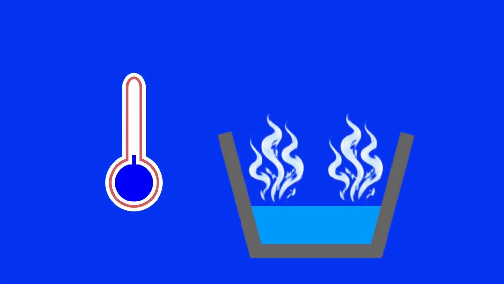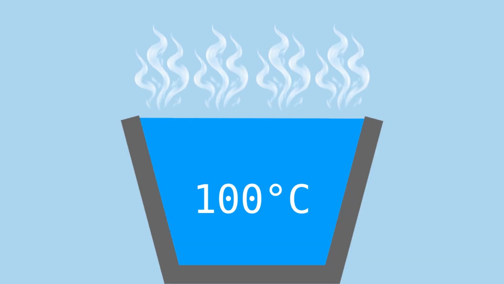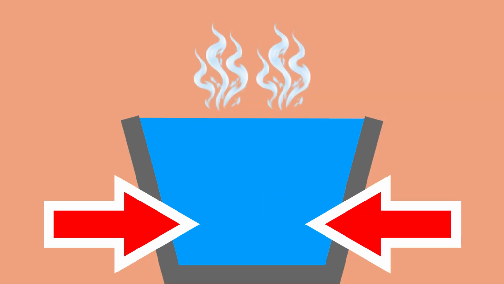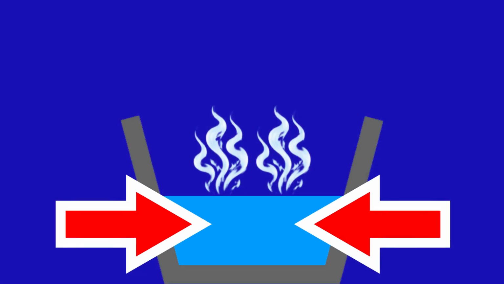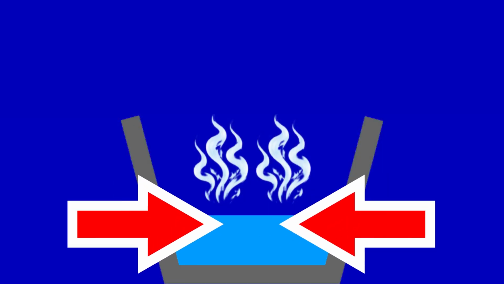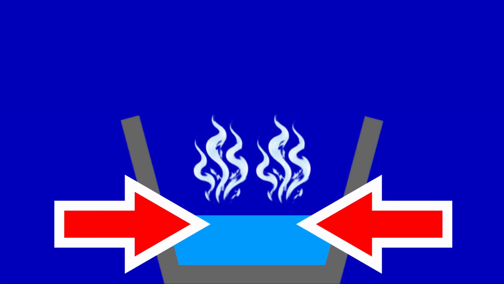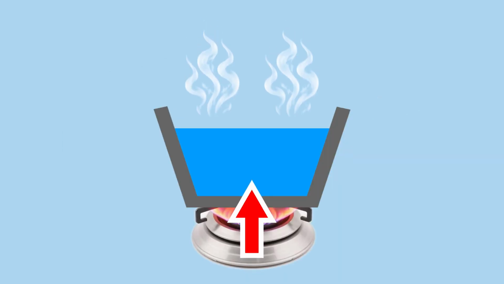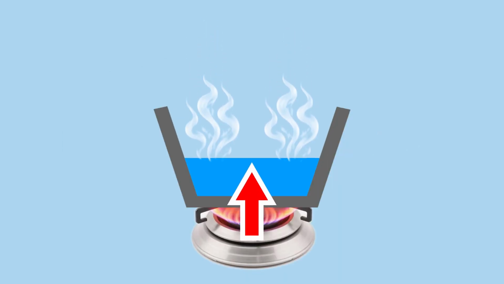Think about it. Water boils at 100 degrees Celsius. It needs heat to reach that temperature before it can boil and turn into water vapor. That heat comes from the environment. This makes sense since we always need a heat source, such as a kettle or stove, to boil water. It's this heat which is being absorbed by the water to bring it to a boil.